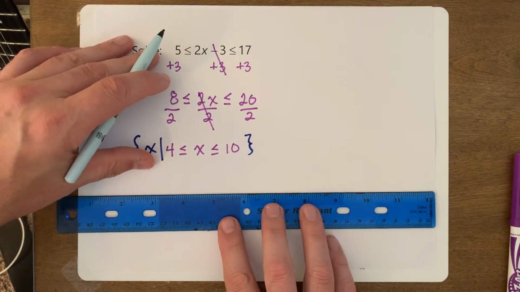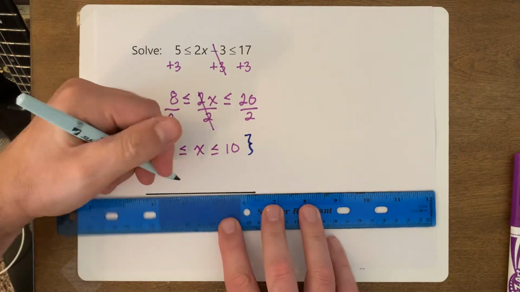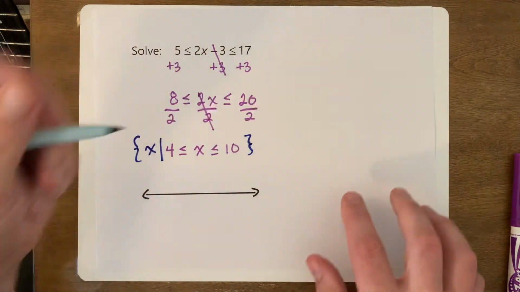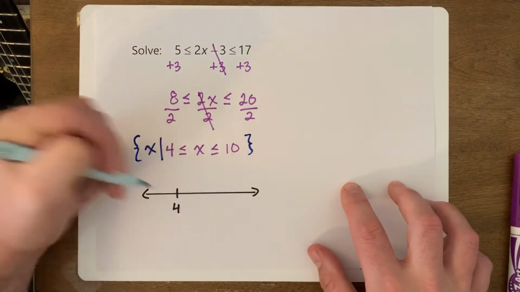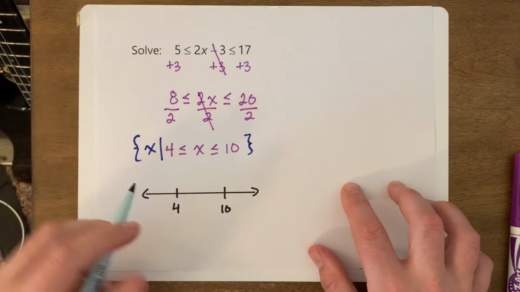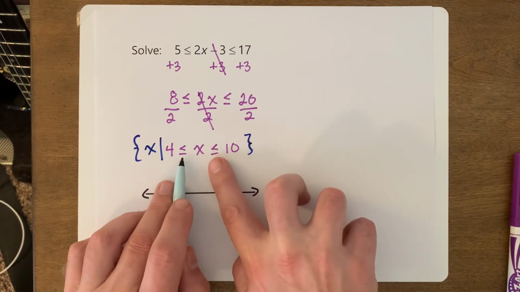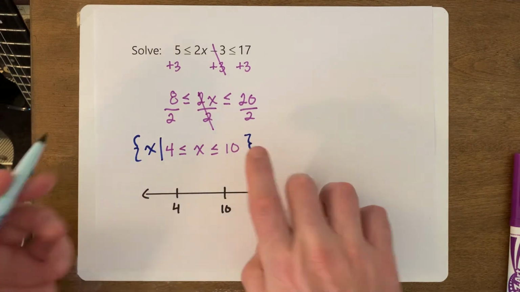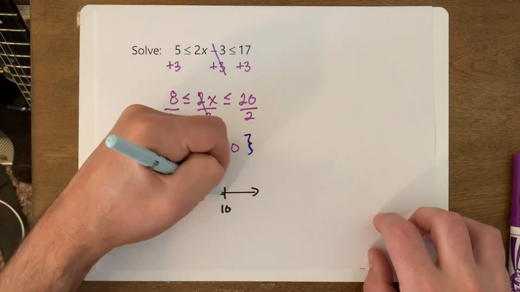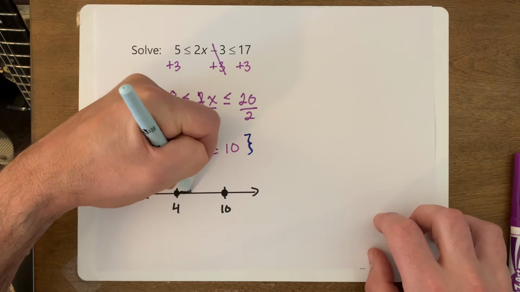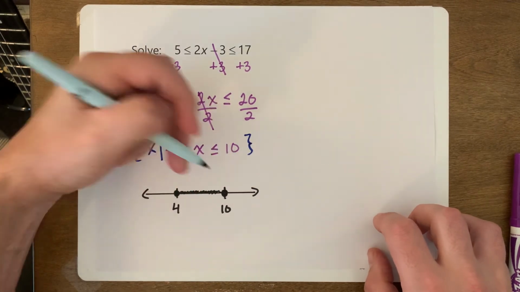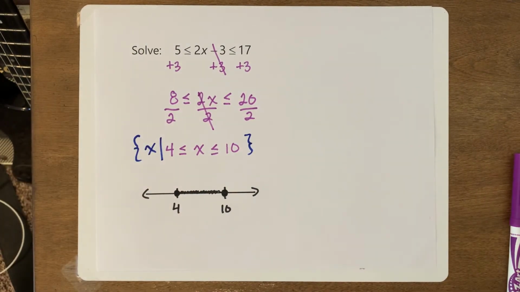Let's go ahead and graph that, because some students do struggle with the graphs. Okay, here's 4, here's 10, and it's going to be all real numbers in between 4 and 10, including 4 and 10, because you got the little equals parts there. So closed circles, and then you're going to shade the middle part. And that one's done. So not too difficult.